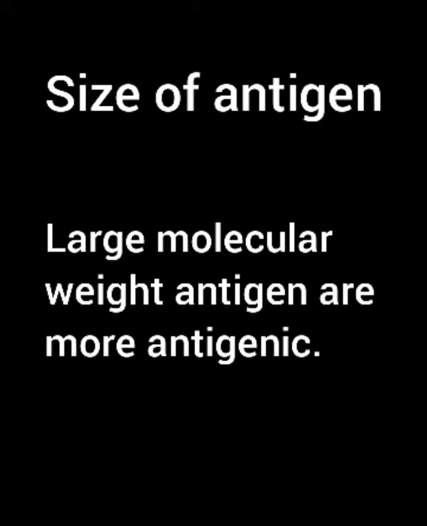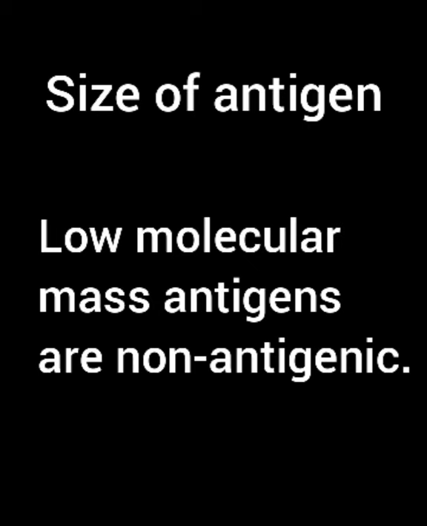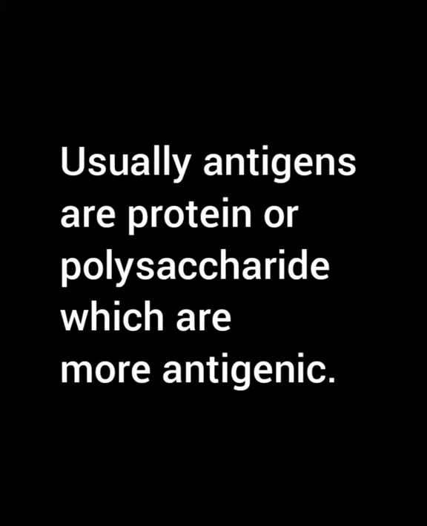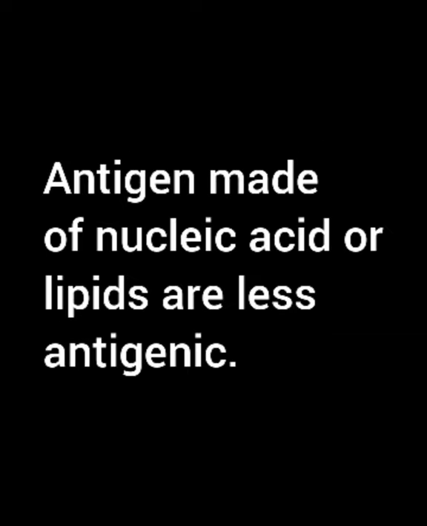The first determinant of antigenicity is size. The size of an antigen has a great relationship with its antigenicity, which means that if the antigen possesses a large molecular mass, it is more antigenic, and if it possesses a very low molecular mass, it is non-antigenic. The next is chemical nature. Usually antigens that are polysaccharides or proteins are more antigenic, and antigens composed of lipids and nucleic acids are non-antigenic or less antigenic.